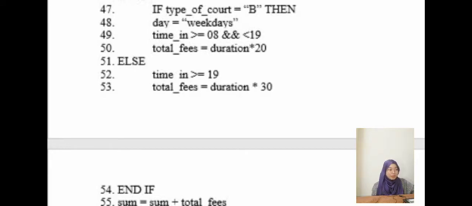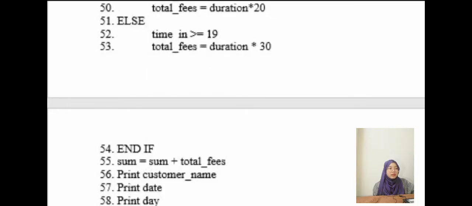calculate the sum, with sum equal to sum plus total fees. That is why we will get the total income per week at the end of the process. And then we will print the customer name after we calculate the total income per week, which is sum.